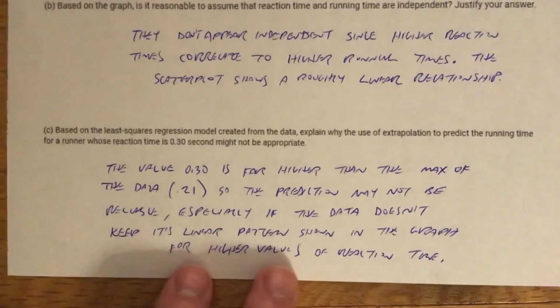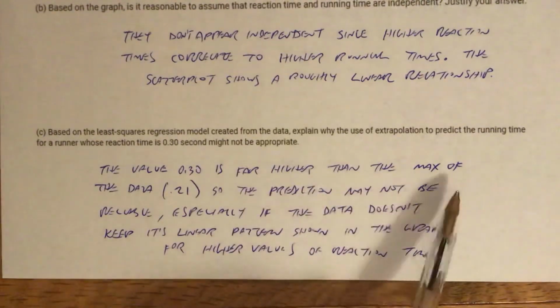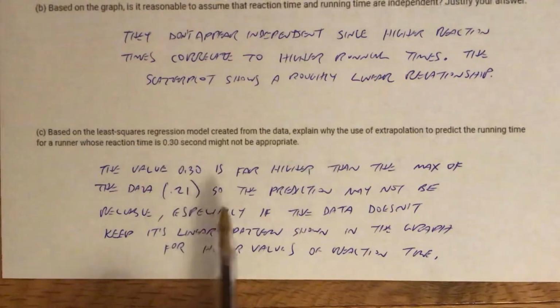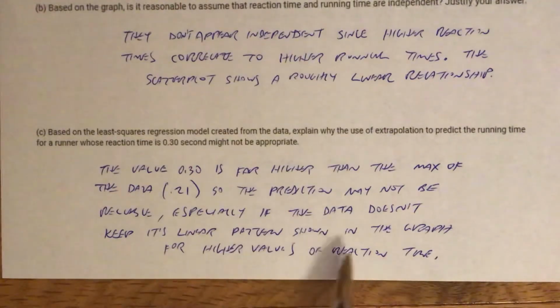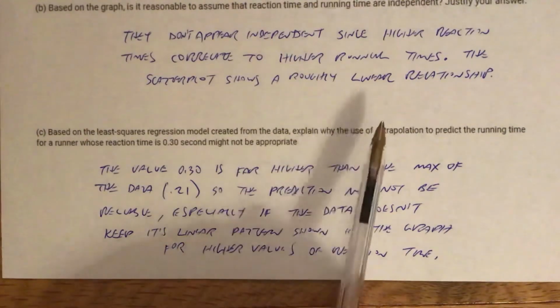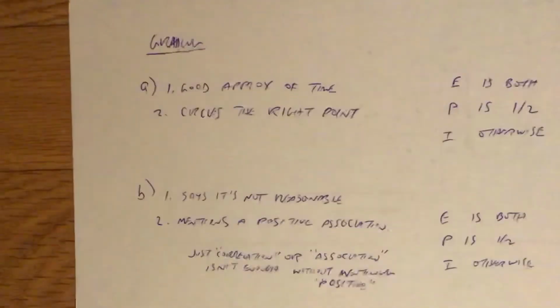All right, so I had put the value 0.30 is far higher than the max of the data 0.21, like we're way outside the data's maximum. So the prediction may not be reliable, especially if the data doesn't keep its linear pattern shown in the graph for the higher values of reaction time, right? So if this linear pattern doesn't keep up, this extrapolation is going to stink, right? Someone who goes, let's use the line of best fit to predict this person, could be completely off because we don't have evidence, right? All right, so let's see how the grading went on this one.